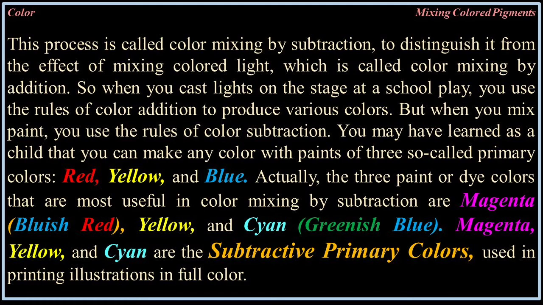You may have learned as a child that you can make any color with paints of three so-called primary colors: red, yellow, and blue. Actually, the three paints or dye colors that are most useful in color mixing by subtraction are magenta, bluish red, yellow, and cyan, greenish blue. Magenta, yellow, and cyan are the subtractive primary colors used in printing illustrations in full color.